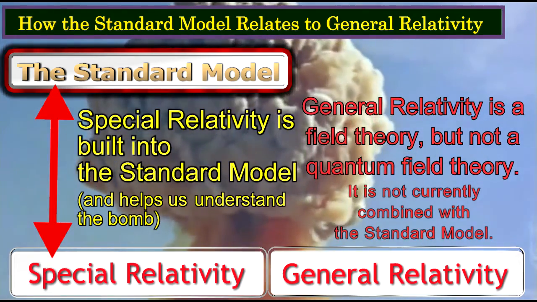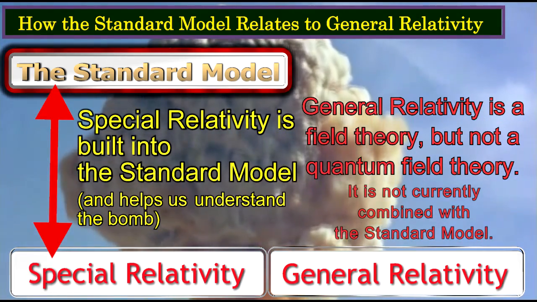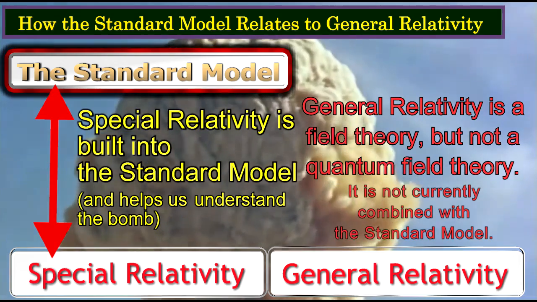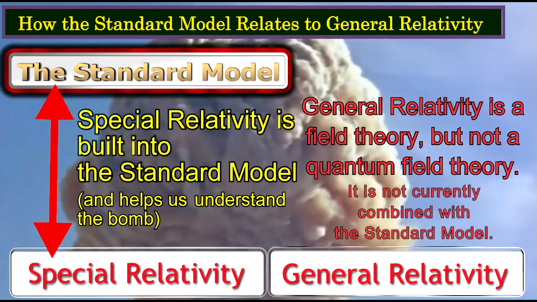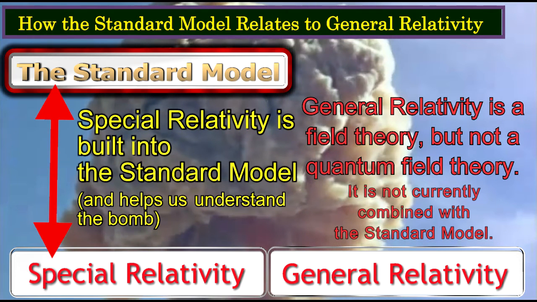General relativity is a different case. It is currently our best theory for gravitation. General relativity is a field theory, but not a quantum field theory. It's a classical field theory. It can be made into a quantum field theory, but that currently doesn't have any verified predictions. Therefore, it has no advantage over the classical field theory.